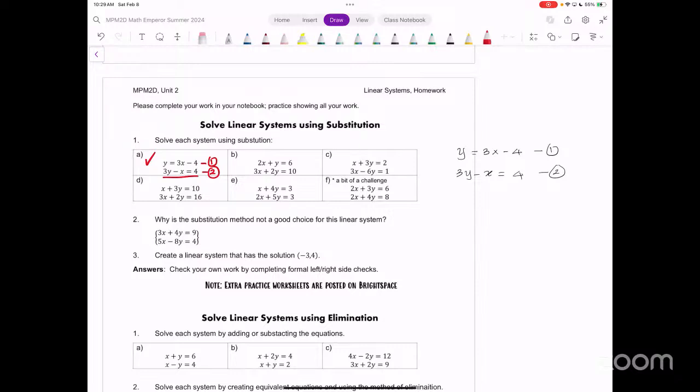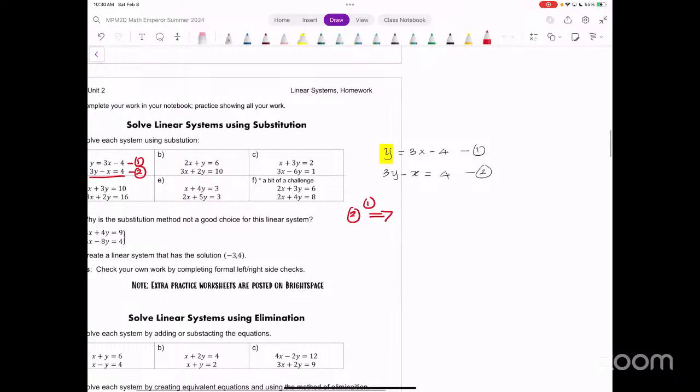Yes, we can see on the first equation, y is single. Y is not married yet. It's y is equal to. So we need to take that one to substitute. In equation number 2, we can use equation number 1 for substitution because that's already isolated. So 3 times (3x minus 4) minus x is equal to 4.